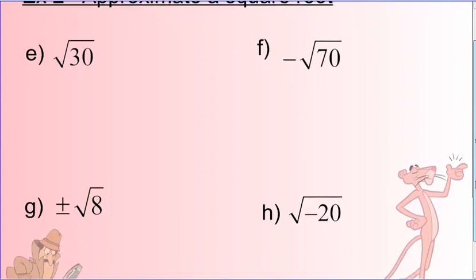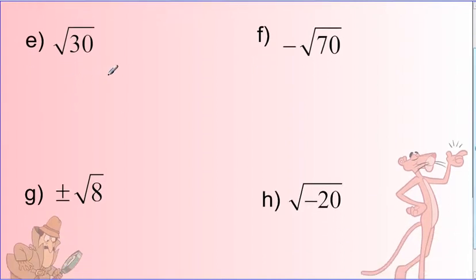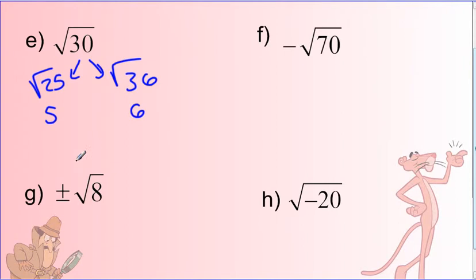Okay, so let's see what you got. Square root of 30. Well, I know bigger than it is 36. Less than it is 25. That's 5. That's 6. He's 5 away from here, 6 away from there. So it's a little bit closer to the 5. So we could just say it's about 5. If you said about like 5.5, that's still probably okay.